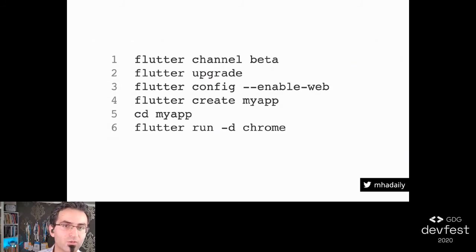Then you probably need to enable Flutter web with the flag, flutter config --enable-web. You create your app, go to your app, and run flutter run, just flutter run -d chrome, and here you go. Boom, everything is set up, even hot reload, so you're good to go.